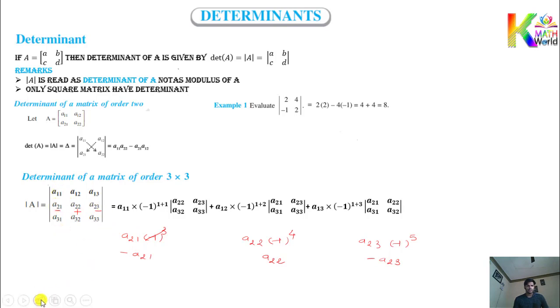It lies in which row? It lies in the second row, first column. So eliminate it. So what is left? That you can write here. So with minus A21, you get which thing? Remove this row and remove this column.